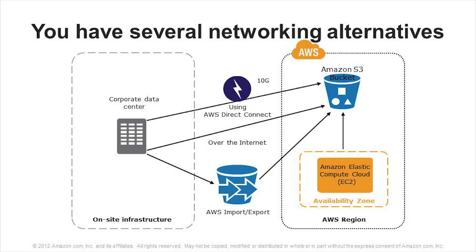If you are, for various reasons, not in a position to send that data out across the internet, we offer a service called AWS Direct Connect that allows you to establish a private networking connection from your data center to AWS. You can do that with either 1 gigabit or 10 gigabit bandwidth, and full details on how to do this are available on our website.